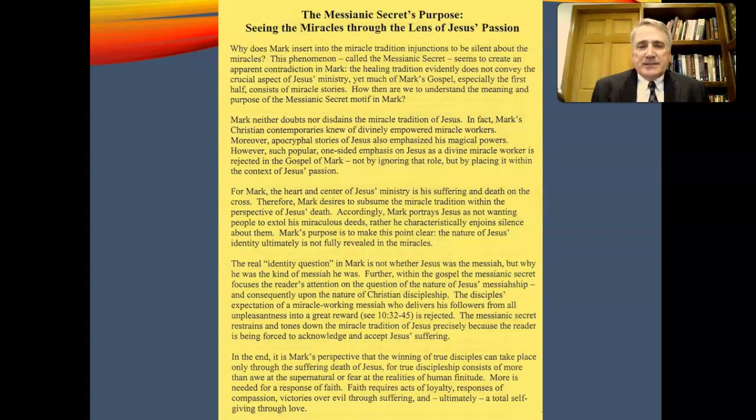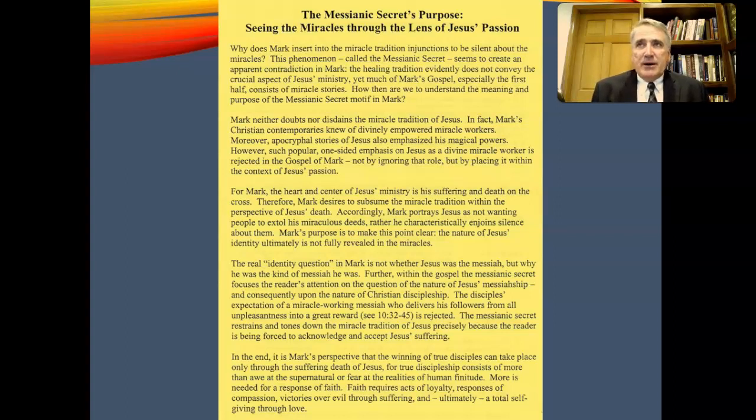Mark's purpose is to make this point clear. The nature of Jesus' identity ultimately is not fully revealed in the miracles. I think that's the key point. The real identity question in Mark is not whether Jesus was the Messiah, but why he was the kind of Messiah he was. Further, within the gospel, the messianic secret focuses the reader's attention on the question of the nature of Jesus' messiahship, and consequently upon the nature of Christian discipleship. The disciples' expectation of a miracle-working Messiah who delivers his followers from all unpleasantness into a great reward is rejected.